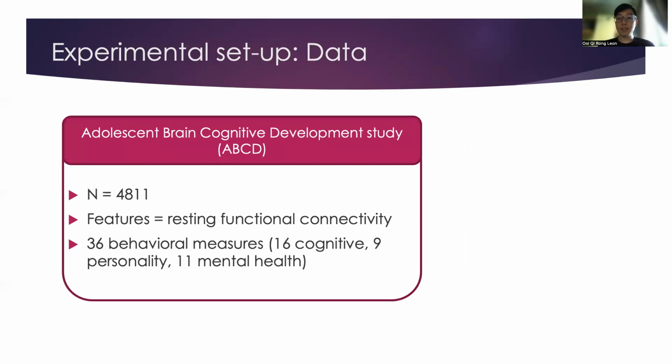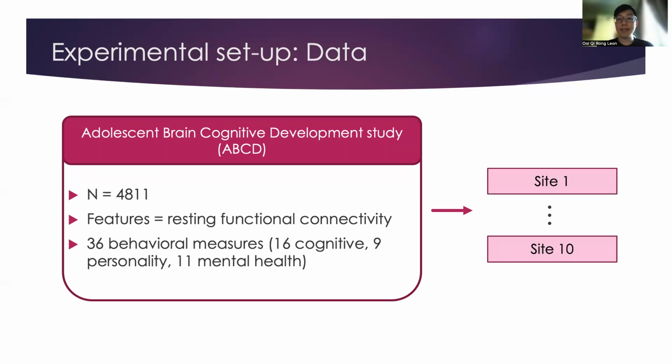For each participant, we computed the functional connectivity using the resting state fMRI data and looked at 36 behaviors. This included 16 cognitive, 9 personality, and 11 mental health scores. Ultimately, we're going to predict each behavior from the resting state FC matrix and extract the feature importance from our predictive model.